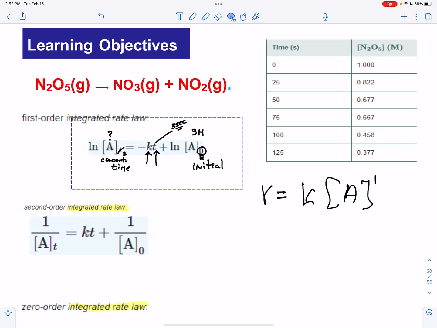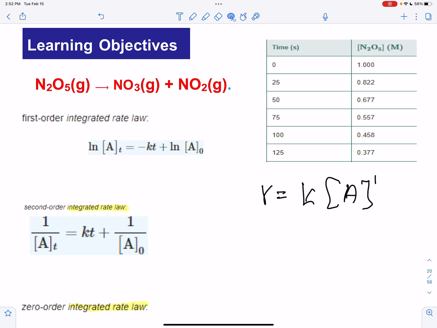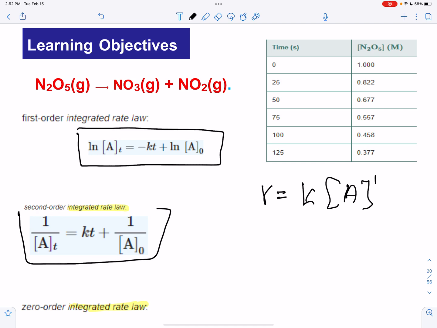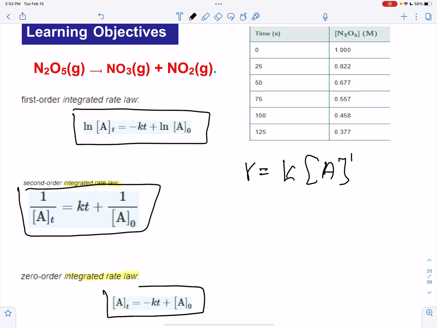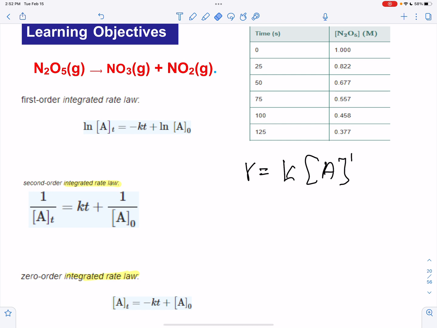So like I was saying, this is then the way a first order reaction will look in the form of a straight line equation. This is the way a second order reaction will look. And this is the way a zero order reaction will look. And why is that important? Well, that is important to know because these are integrated laws.